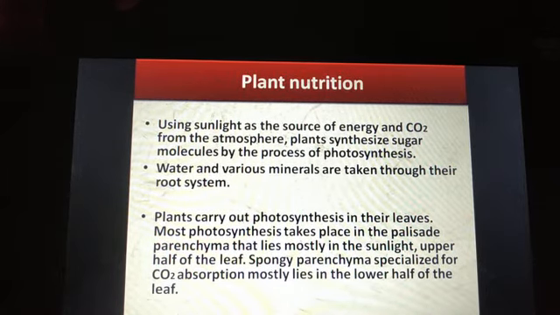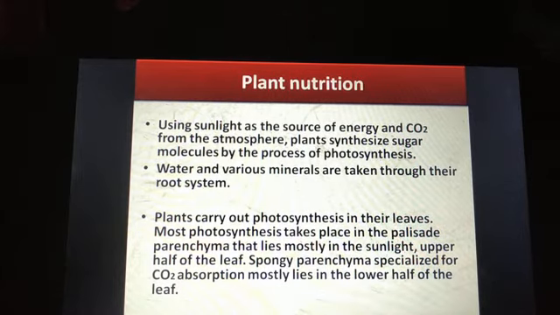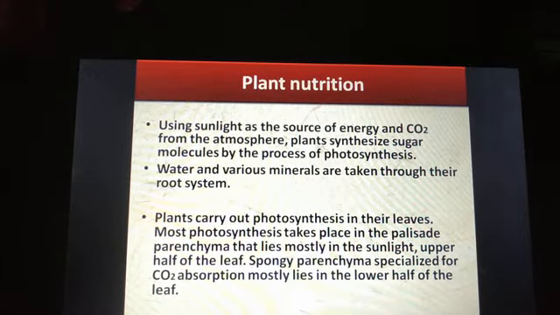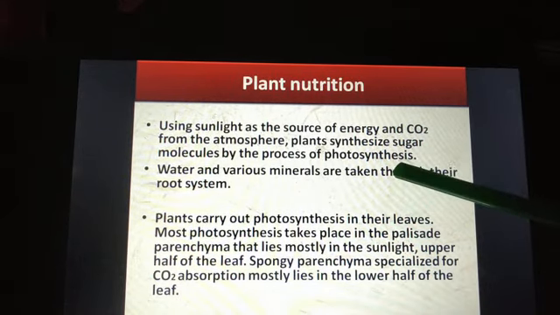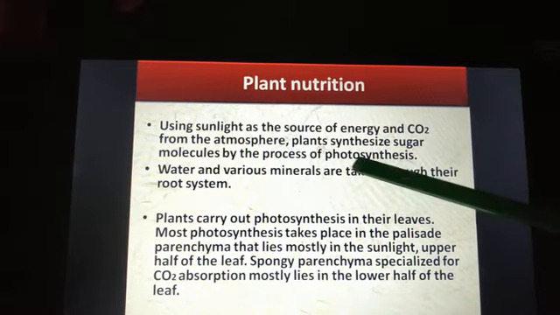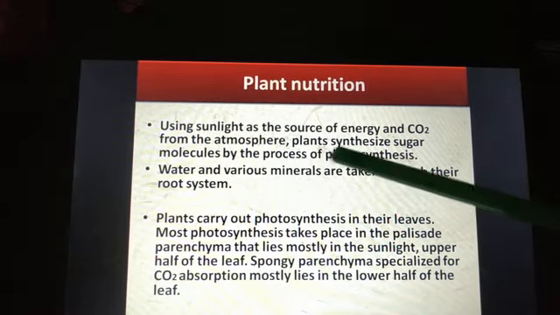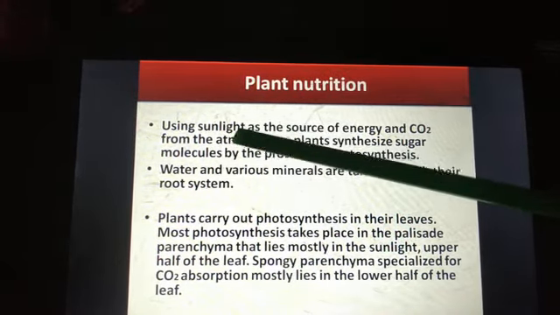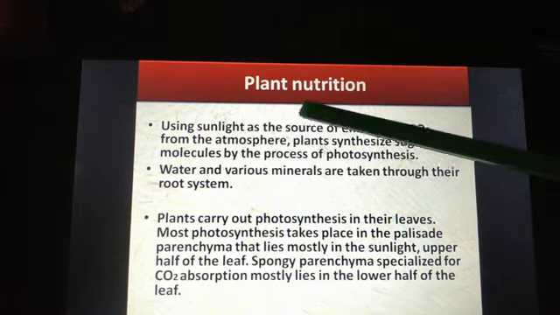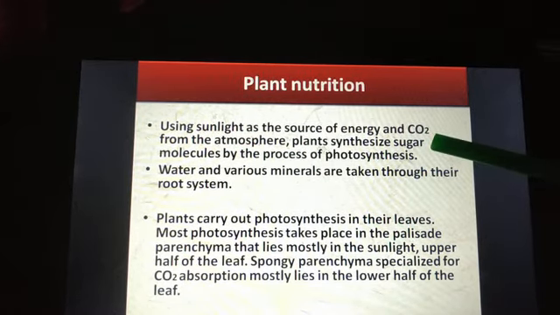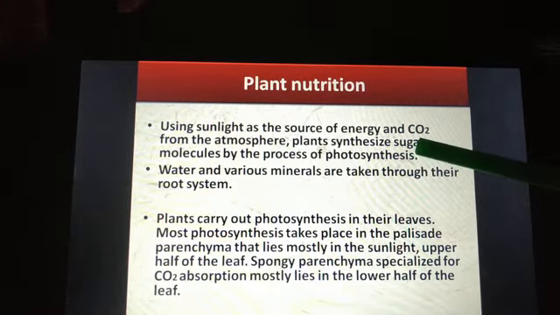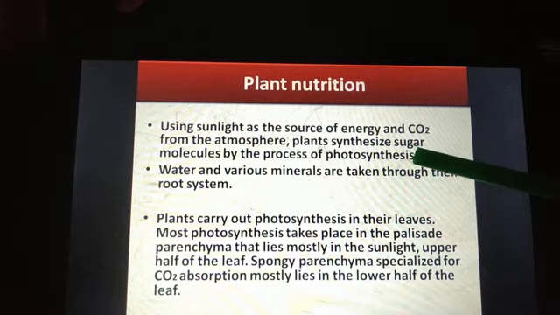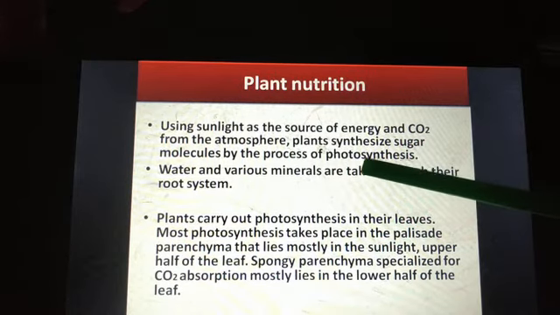Using sunlight as a source of energy and carbon dioxide from the atmosphere, plants synthesize sugar molecules by the process of photosynthesis. So you all know about this photosynthesis, right? The plant will use the sunlight and carbon dioxide, and as a result they will synthesize sugar by the process of photosynthesis.